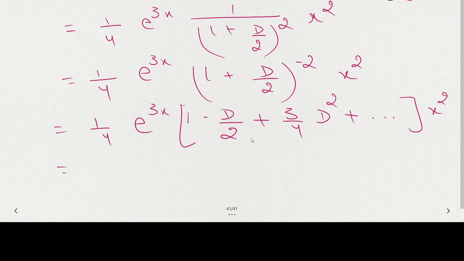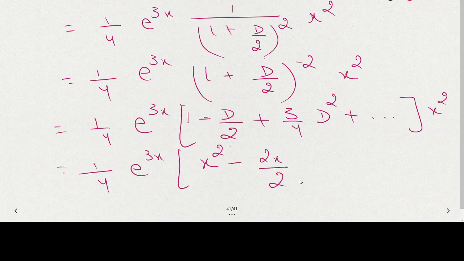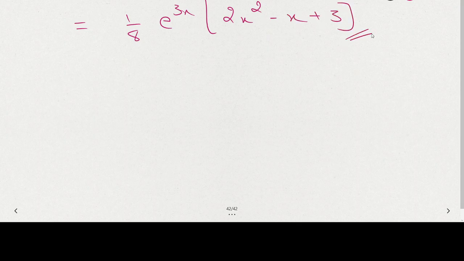If you apply this operator on x², then you will get e^(3x) times x². If you differentiate it once, it will be 2x, and if you differentiate it twice, D², then it will be only 2 and other terms will be 0. So if you simplify it, your PI will be equal to 1/8 e^(3x) (2x² - x + 3). That will be the PI.